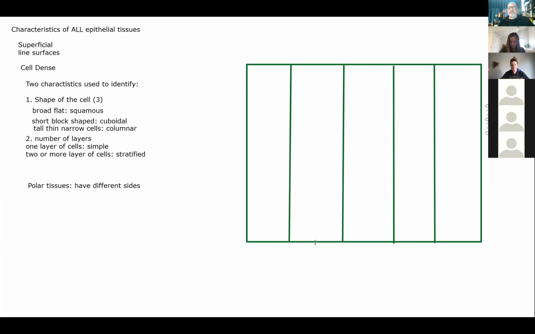It has a top and a bottom. Of course, we're not going to use terms like top and bottom when identifying them. So instead, we refer to the top of the tissue as the apical surface. Now, remember, epithelial tissues are superficial. So what is above the apical surface of a tissue?